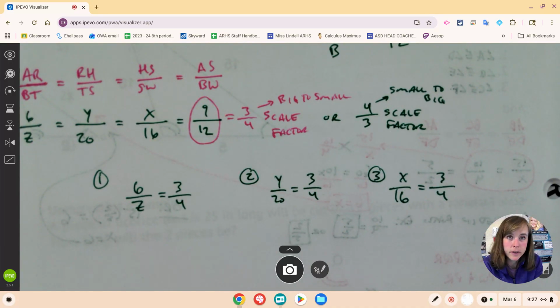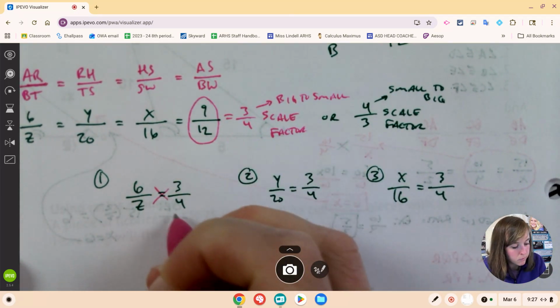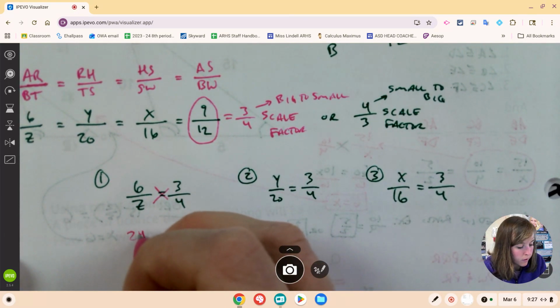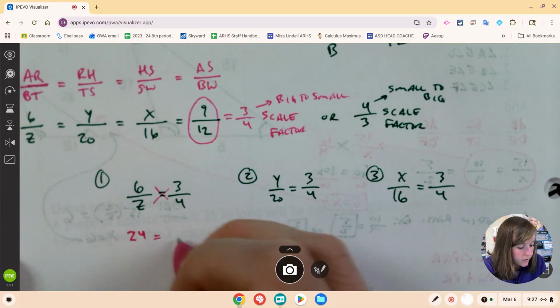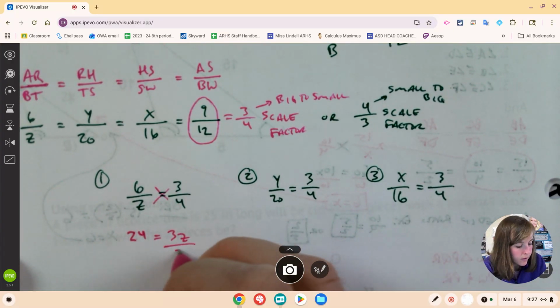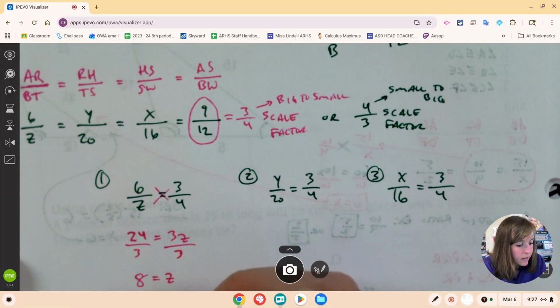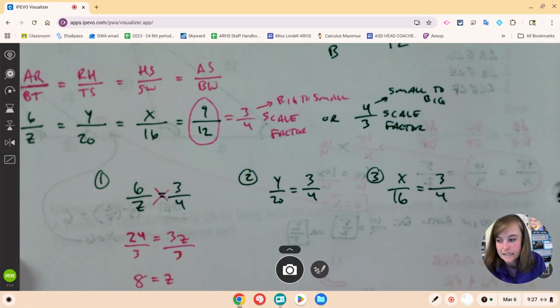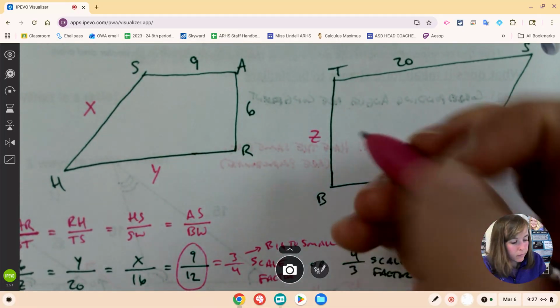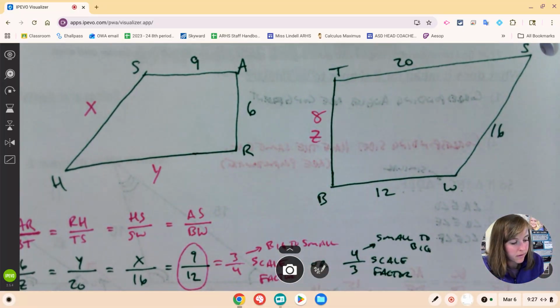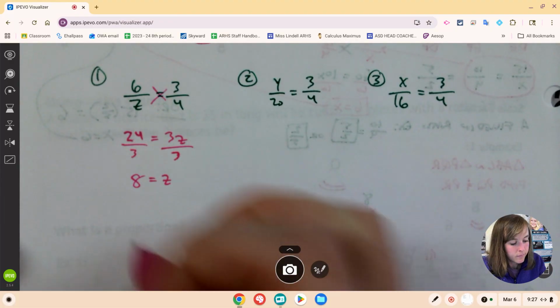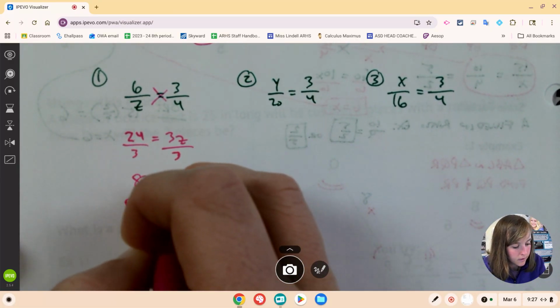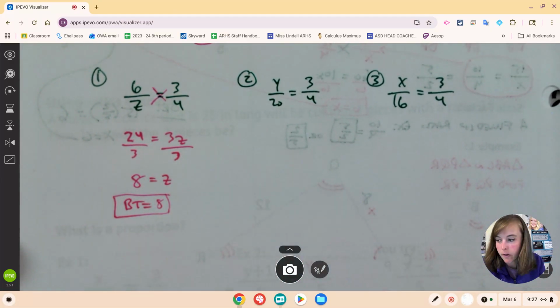Okay, hopefully you did that. Here's how it would go if we do it correctly. We cross multiply here. We've got 6 times 4 is 24. 3 times Z is 3Z. Divide by 3. And we get that 8 is Z. And Z went with BT. So if we look back up here, BT was Z. So that means that that one is 8. So that'd be part of our answer.